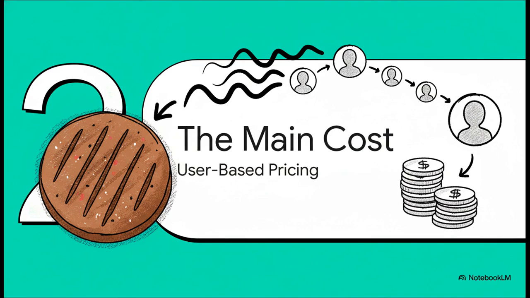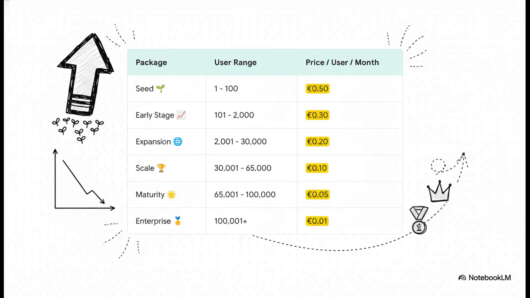All right, let's get to the main event, the patty. This is the core of your cost, and it's beautifully, beautifully simple. You're not paying for servers or some complex infrastructure. You're just paying based on how many active users you have. That's it. In this slide, this is where the magic really happens. Just look at how the price per user absolutely plummets as you grow. You start out at 50 cents a user when you're just getting started. But by the time you've got over 100,000 users in that enterprise tier, that cost drops to just 1 cent. The entire system is literally designed to reward your success.